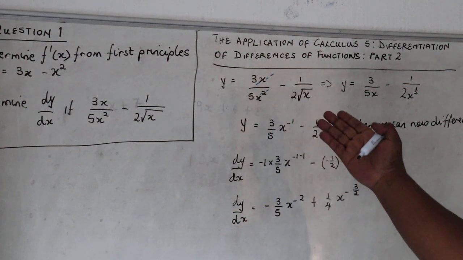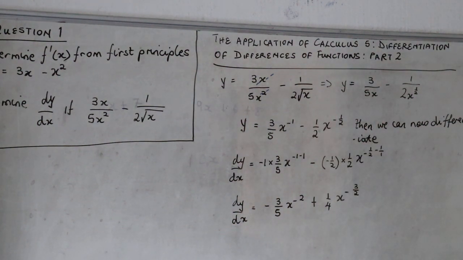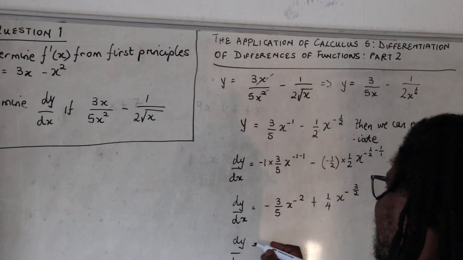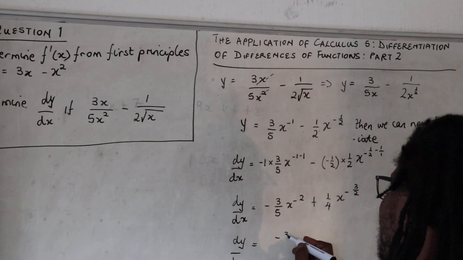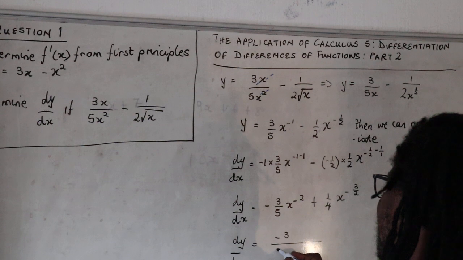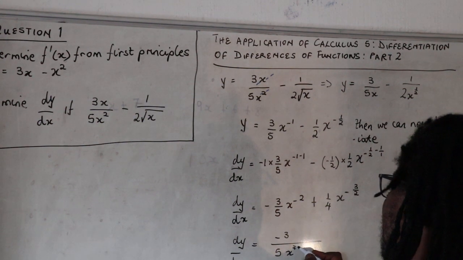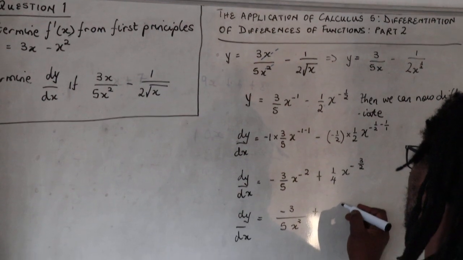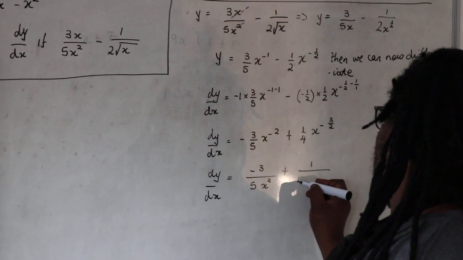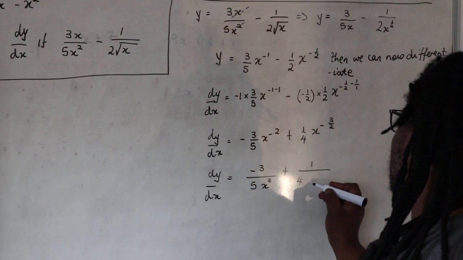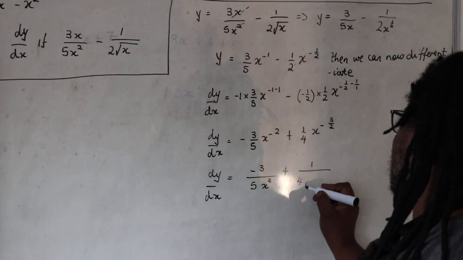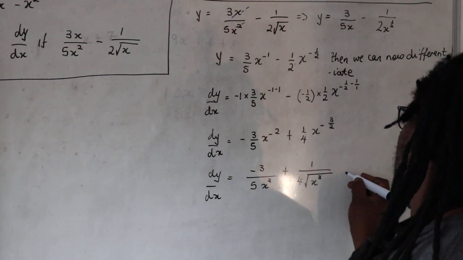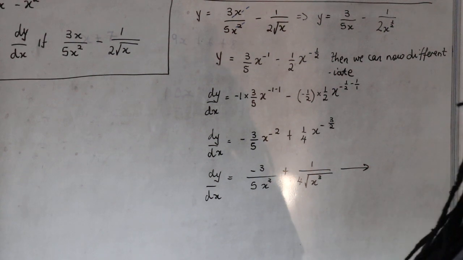And now we can write it in the manner in which they gave it to us. So we will have dy/dx equals minus 3 over 5 x squared plus 1 over 4 square root of x to the power 3. And your differentiation is done.